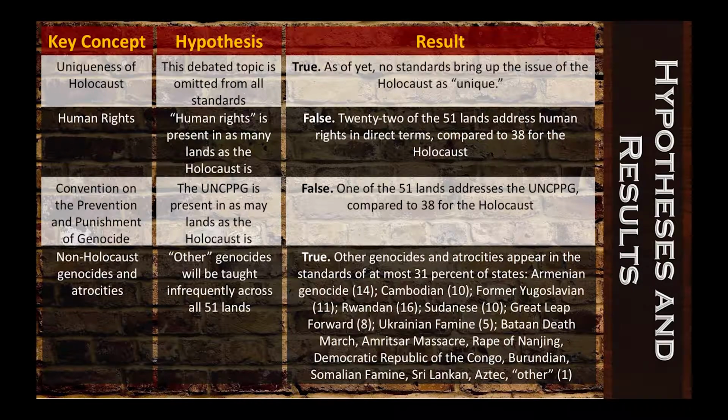Human rights. Human rights also is mentioned in only 22 of 51 lands. So only 22 of them actually require that human rights be covered in these 3 subjects, of course, at the secondary level. Now, it could be covered elsewhere, but certainly not in these. The CPPG is mentioned in only 1.